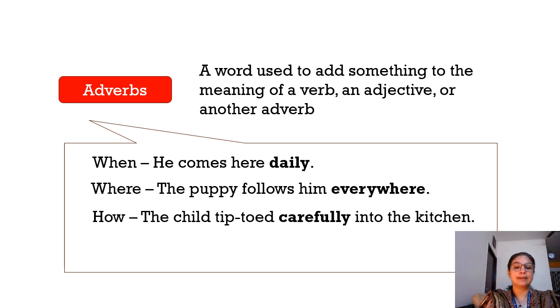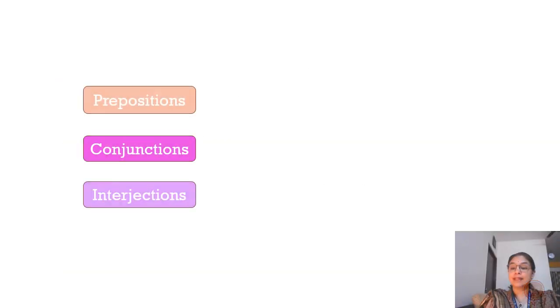Look at the first sentence. He comes here daily. When does he come? Daily. The puppy follows him everywhere. Where does the puppy follow him? Everywhere. The child tiptoed carefully into the kitchen. How did the child tiptoe? Carefully. So these are the adverbs. Now let's come to the last group, the preposition, the conjunction, and the interjection.